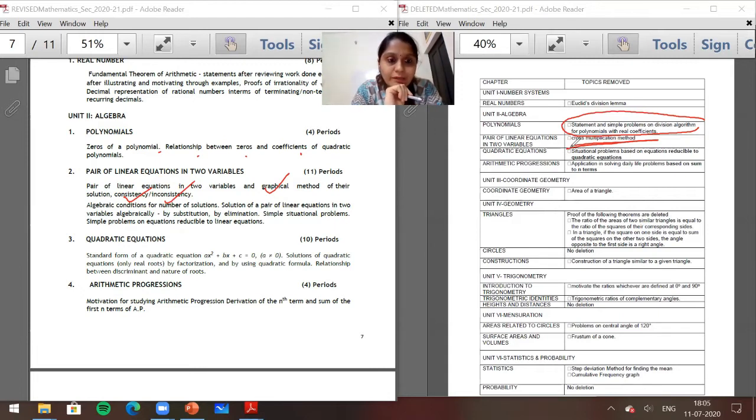As far as the quadratic equation is concerned, if you see the standard form, we know ax squared plus bx plus c. This entire chapter I have covered on my channel. You can go through the episodes. Solution of a quadratic equation is by factorization and using the quadratic formula. Now again, something is missing here.